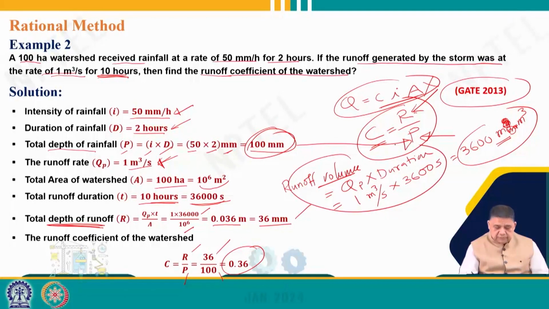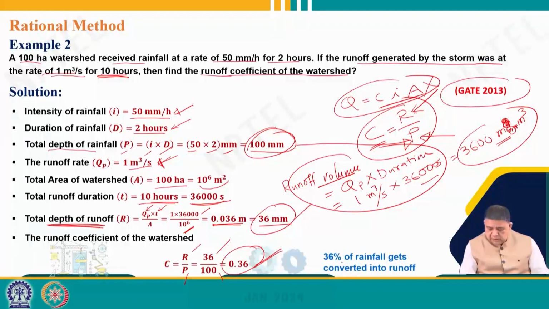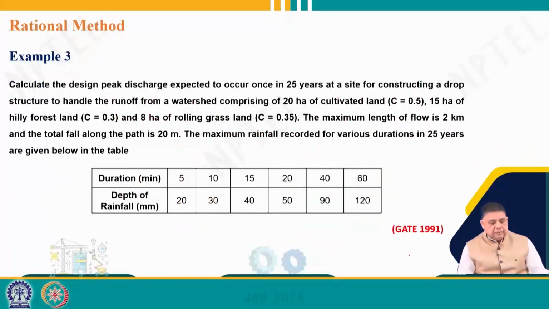Instead of doing all these things, what is done here is that QP and T are simply multiplied straight away, 1 into 36,000, and this is divided by the area, which is 10 to the power 6. That is how we get the total depth of runoff. You can do it in 2 steps also: first calculate the runoff volume and then divide by the area to get the total depth of runoff in millimeters, and so we can calculate the value of C here, which comes out to be 0.36. That simply means that 36% of rainfall gets converted into runoff in this particular problem.